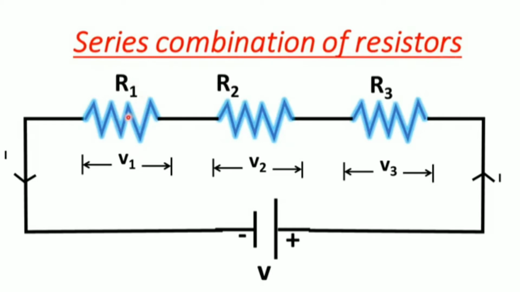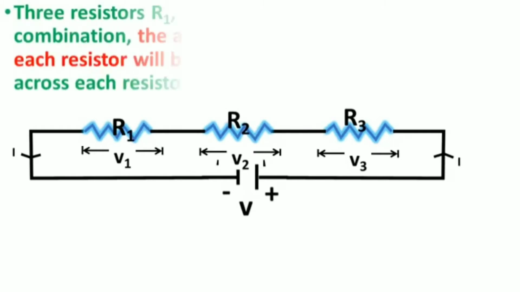So, three resistors having resistances R1, R2 and R3 are connected across the terminals of the cell having terminal potential difference V, and a common current I is flowing through all these resistors. The potential difference across each resistor is different. Across R1 it is V1, across R2 it is V2, and across R3 it is V3. So in series combination of resistors, the same current is flowing through each resistor.